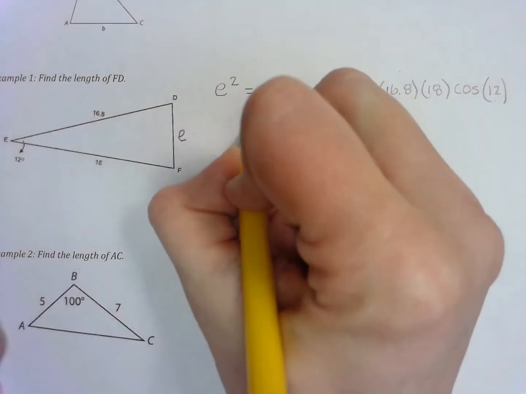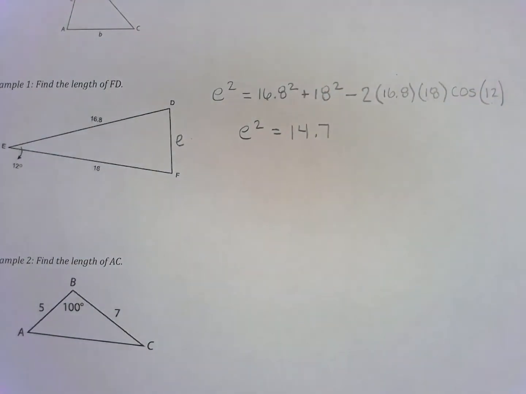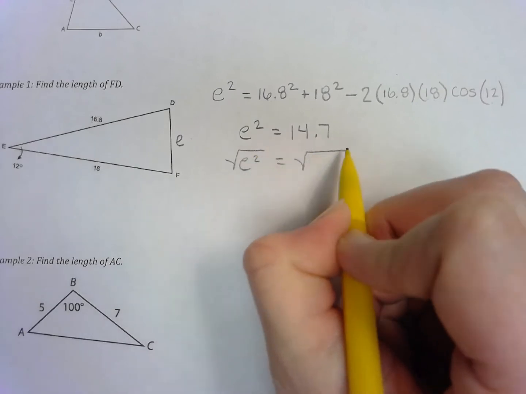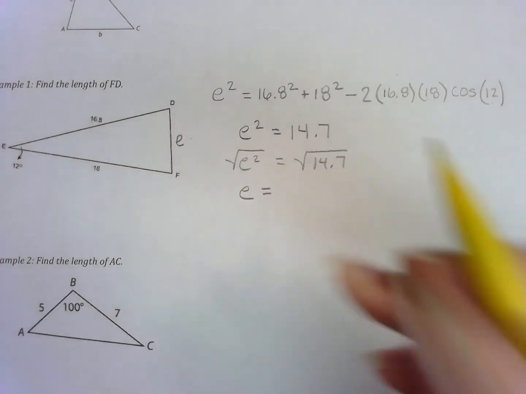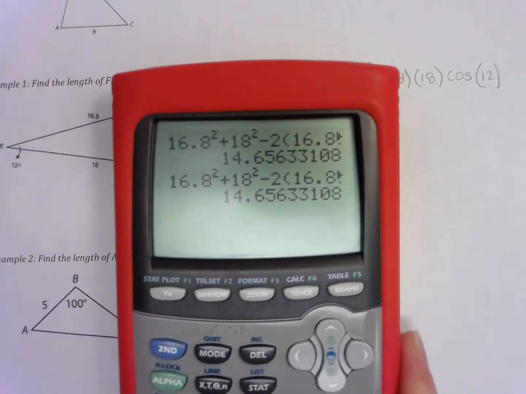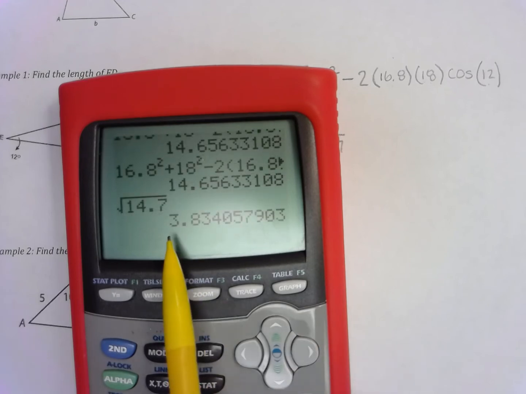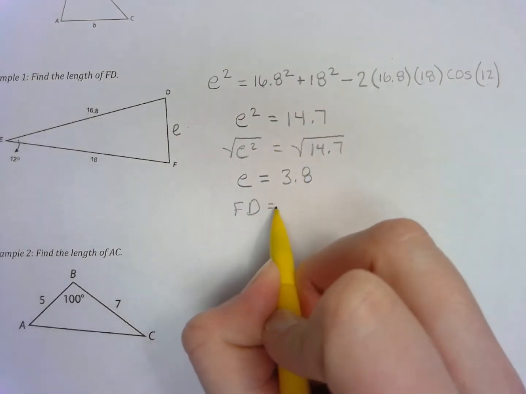So 14.7, just rounded to the nearest tenth. But notice we've only solved for e squared. We want to know the side e, or what we've labeled as e is the side FD. So the opposite of squaring something is taking the square root. You will only need the positive square root. You will not need the plus and minus square root, because we're talking about lengths of a triangle and they can only be positive. So when you take the square root of 14.7, so second square root 14.7, we find that the length of this side is 3.8. So FD is 3.8.